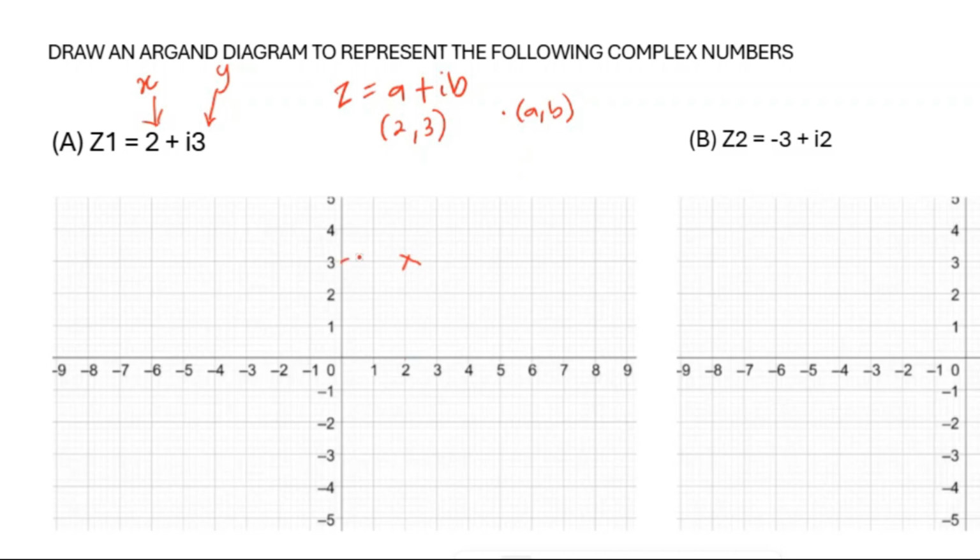So if we trace this to the point and we trace this back to 2, now we take a line from the origin to that point. It means that this is going to be our z1, which will be the Argand diagram for z1.